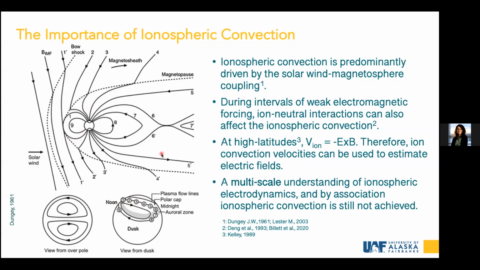This is predominantly driven by the solar wind and magnetosphere coupling, and the interesting part is during intervals of weak electromagnetic forcing, we see that Earth's upper atmosphere, the neutrals, start to interact with the ions and start driving this plasma process. At high latitudes, we can use these ion convection velocities to infer what the electric field is. That's why it's very important for the electrodynamic coupling. This is basically how the energy and momentum is transferred.